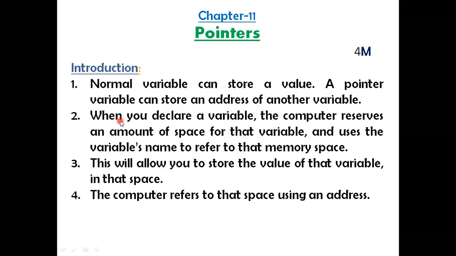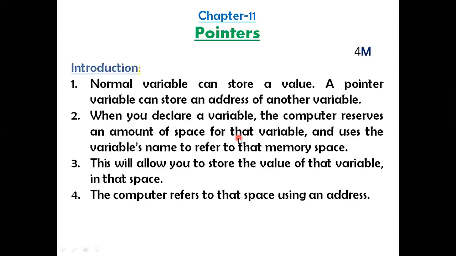Okay. Now, look at the second point. When you declare a variable, the computer reserves an amount of space for that variable. Once we declare a variable, just now I said int a comma b comma c and with semicolon. How many variables have I declared? 3 variables, a, b, c. All 3 variables are of integer data type. For a variable, it is allocating 2 bytes, and for b variable 2 bytes, and similarly for the third variable, that is c, it is also going to allocate 2 bytes.